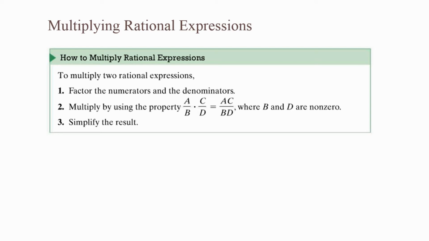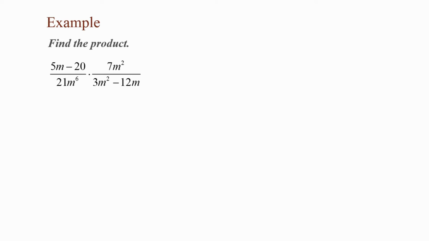Third, simplify the result. In this example, find the product 5m minus 20 divided by 21m to the sixth times 7m squared divided by 3m squared minus 12m. We cannot just start canceling things because of the 5m minus 20 and the 3m squared minus 12m. For those, we are going to have to find a greatest common factor.